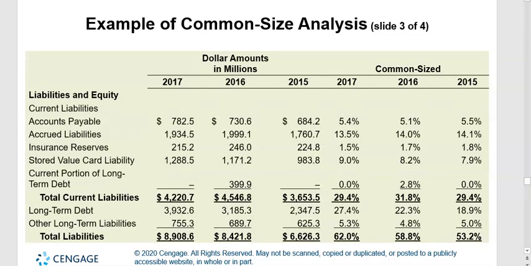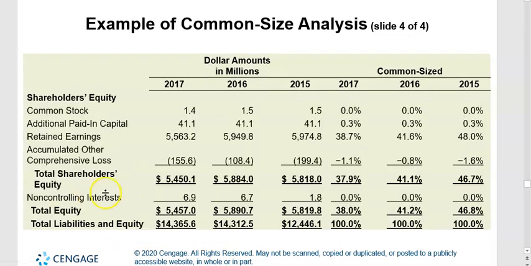On to liabilities. All right, if we skip down a page, we'll see what the total liabilities and equity is. Remember, total liabilities and equity and total assets equal each other. So basically, everything is divided by total assets or total liabilities and equity because it's the same number. All right, so over here, let's look at retained earnings, which is 38.7% for 2017. This is the 5563.2 divided by the 14,365.6, and that's how they got 38.7. Okay, and notice that liabilities and equity is 100%.